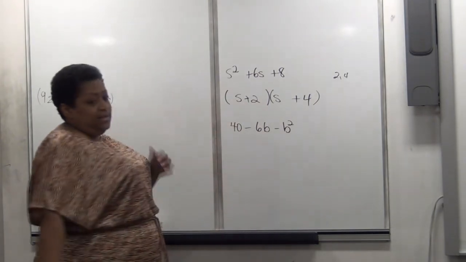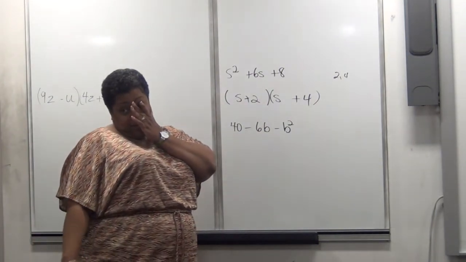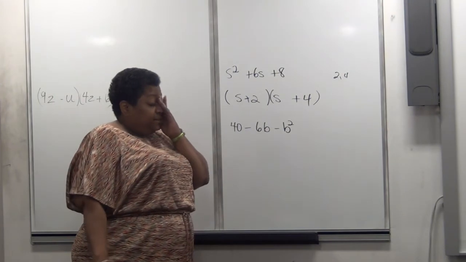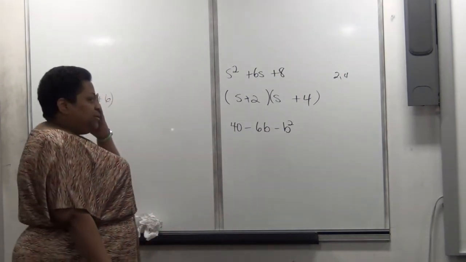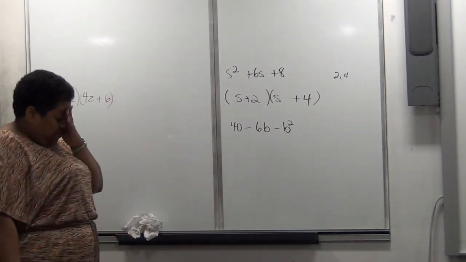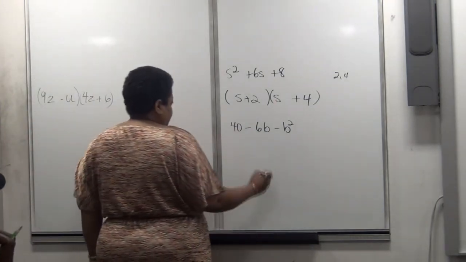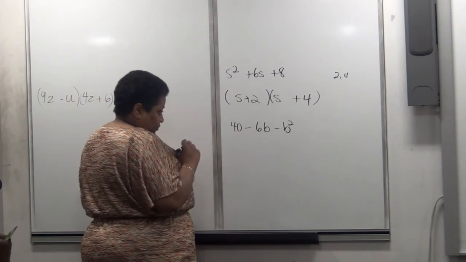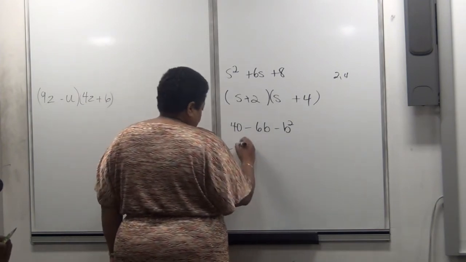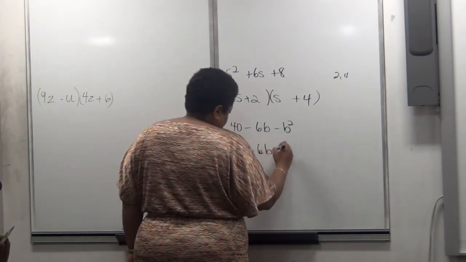You want to factor this? Did it directly say factor? Yes. Okay, what do you notice first? You've got to put it in order. So how do you write it in order? Negative b squared minus 6b plus 40.